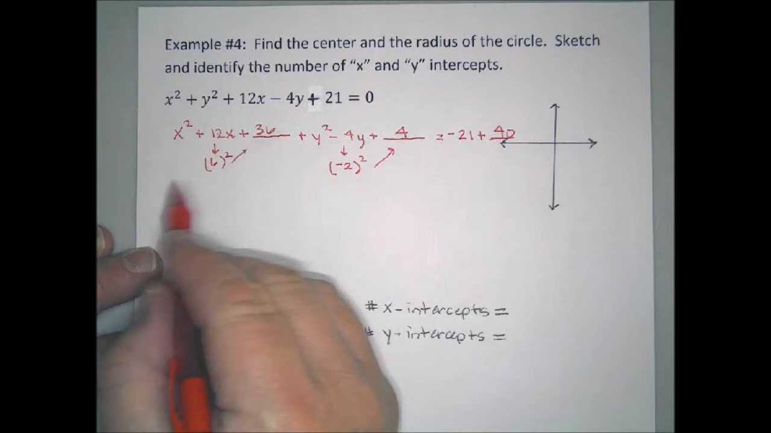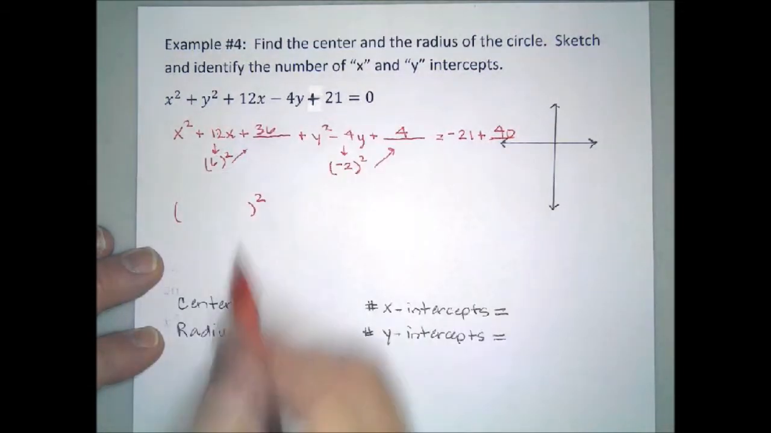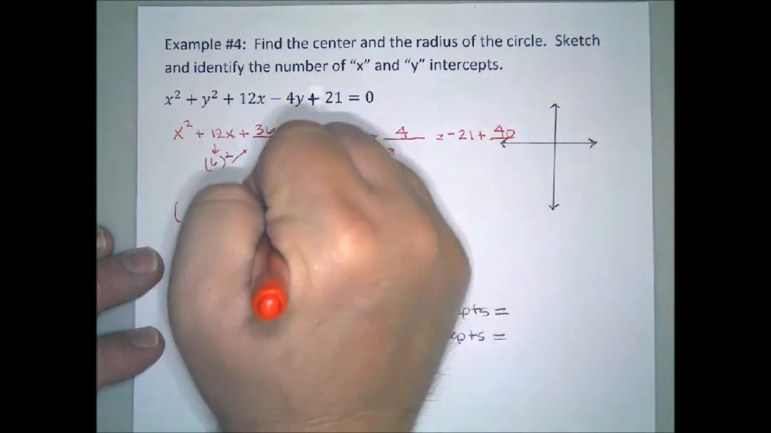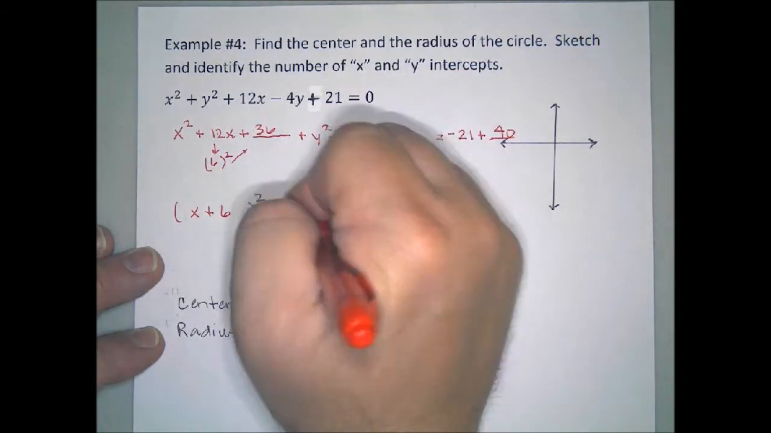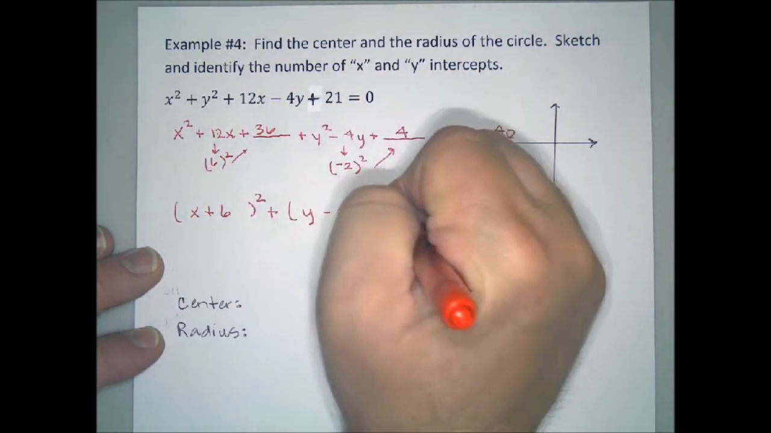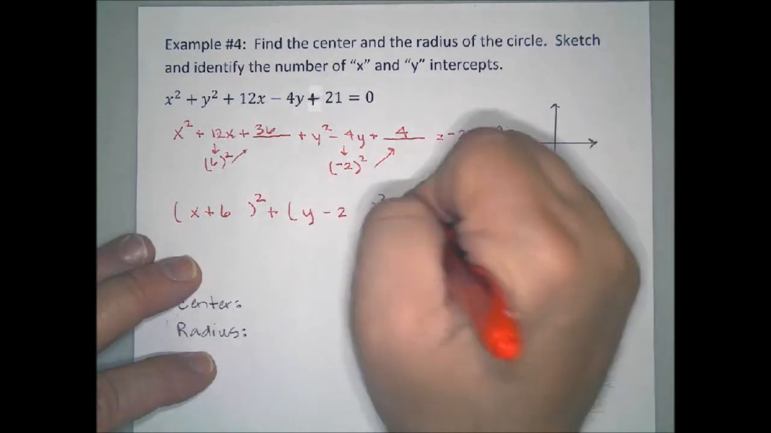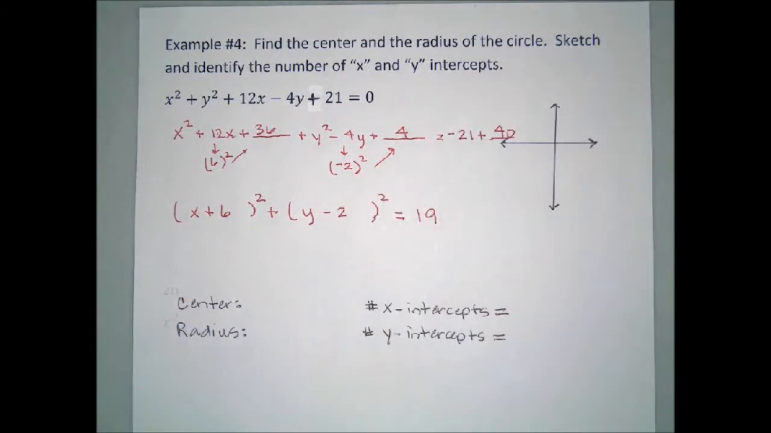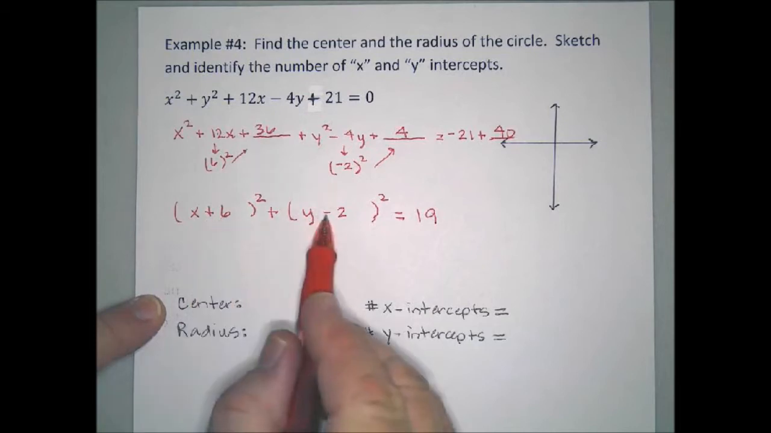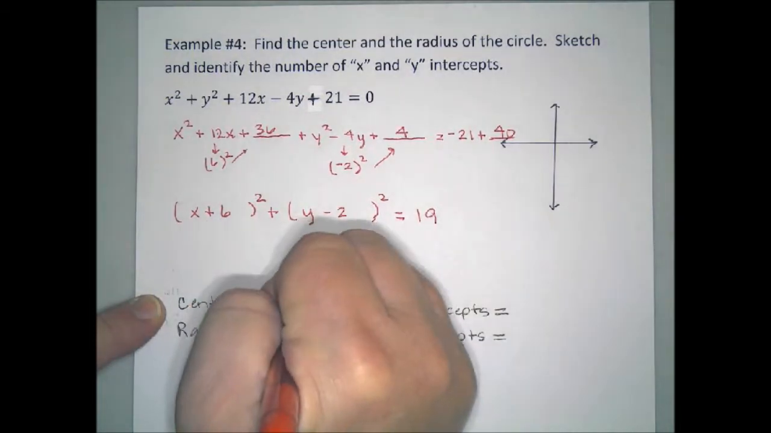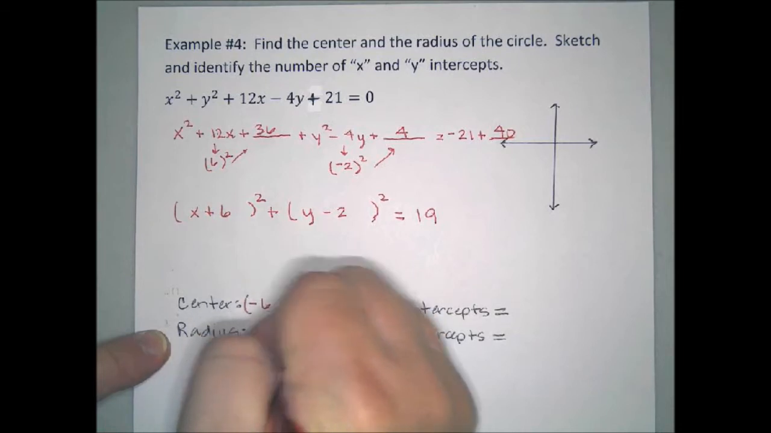So now, what are my squares? My perfect square that I just created for the x's is x plus 6. Now, the perfect square that I just created for the y's is y minus 2. And over here on the right-hand side, negative 21 plus 40 is positive 19. And so there's my equation. So what's the center of the circle? Negative 6, positive 2. Now, what's the radius? Square root 19.